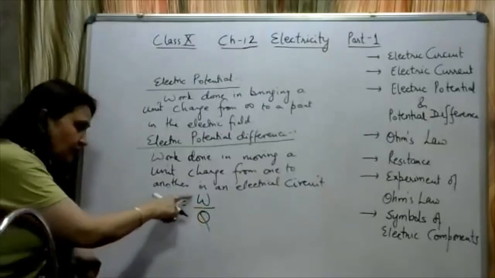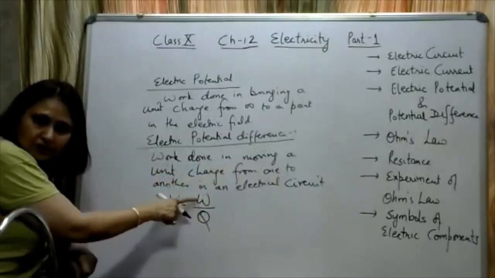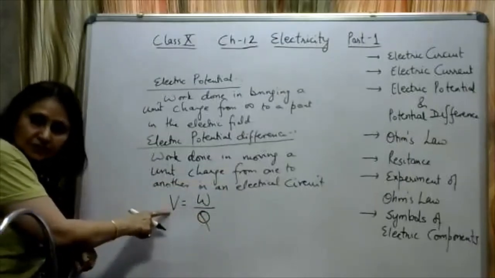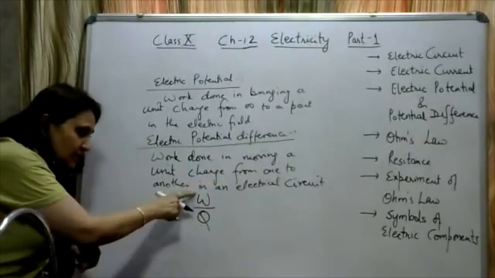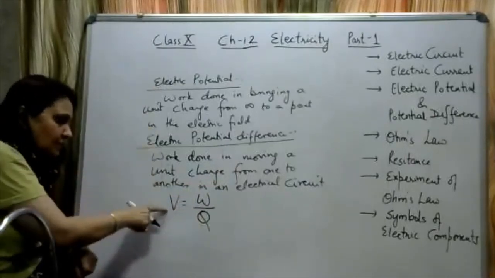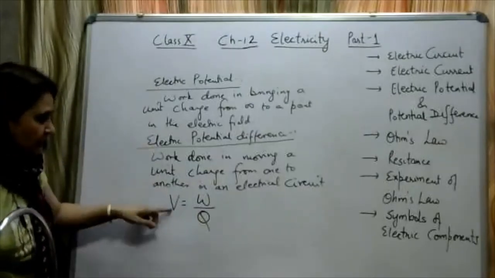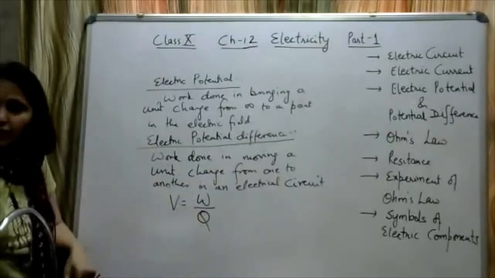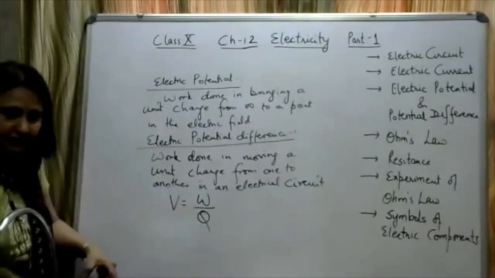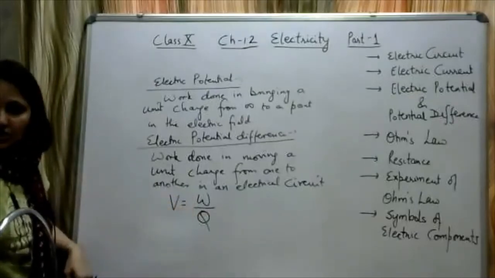The formula for the potential difference is work done in moving a unit charge from one point to another. The potential difference, which is represented by V, is equal to work done per unit charge. Potential or the potential difference, both are represented by the symbol capital V. So potential difference is work done in moving a unit charge from one point to another in an electrical circuit, and the formula is work done per unit charge.